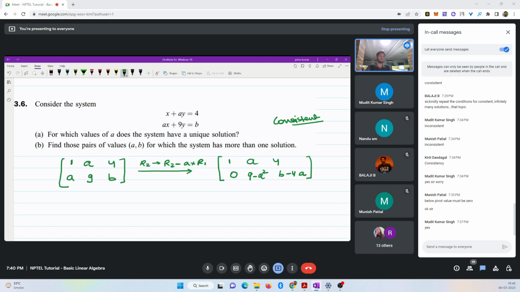Now, if you want a unique solution, you want this entry to be non-zero. Because if this becomes 0, then there will be two cases: if this is also 0, then it is infinitely many solutions, and if this is 0 and this is not 0, then it is inconsistent. So you want this particular entry to be non-zero for a unique solution. So when is my 9 minus A square not equal to 0?